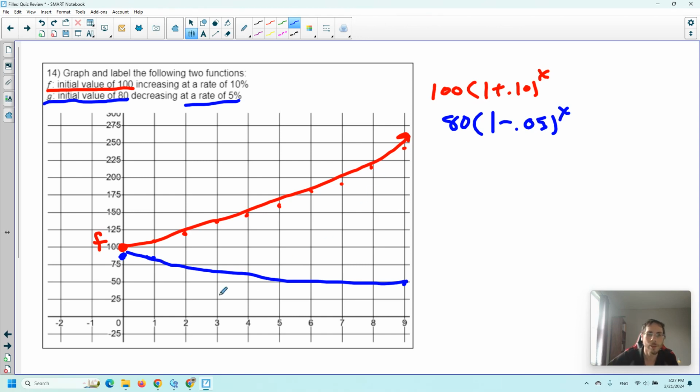Oh, we got to label this one G. We almost messed up. So the bottom one is G, the top one's F. So F is the one that's increasing, G is the one that's decreasing. So that's it. That's how we do it. So anyway, that's the entirety of the quiz.